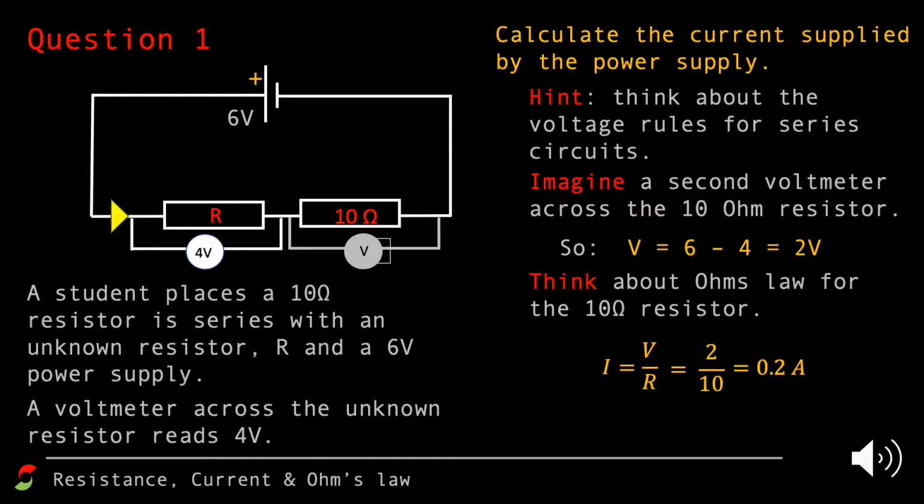So the question says calculate the current supplied by the power supply. You've just worked out the current that's flowing through the 10 ohm resistor. But if you think back to what you understand about series circuits, because this is a series circuit and you've calculated 0.2 amps flowing through the 10 ohm resistor, then that 0.2 amps is flowing through the unknown resistor R and from the power supply. So the actual answer is 0.2 amps is flowing from the power supply.